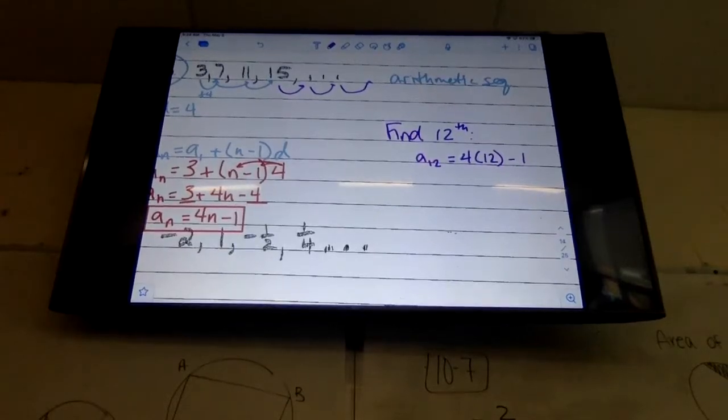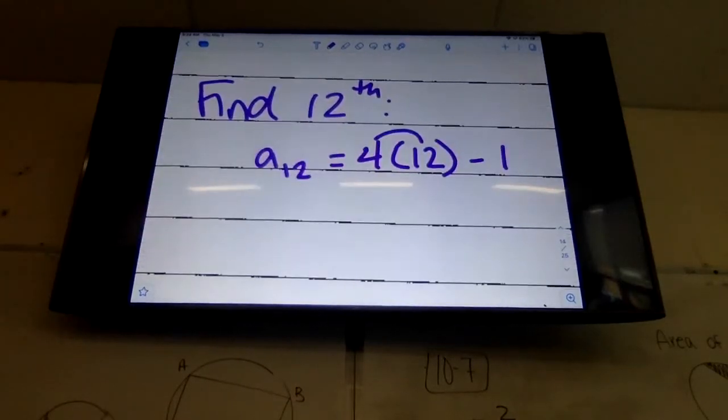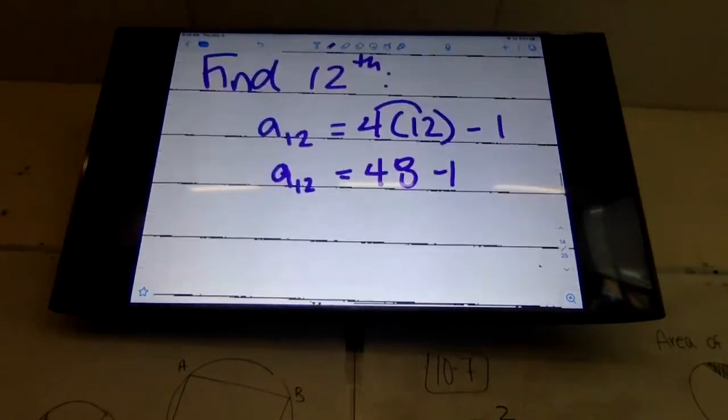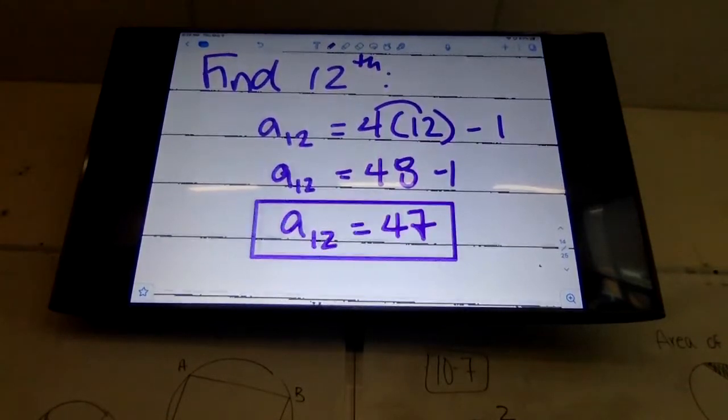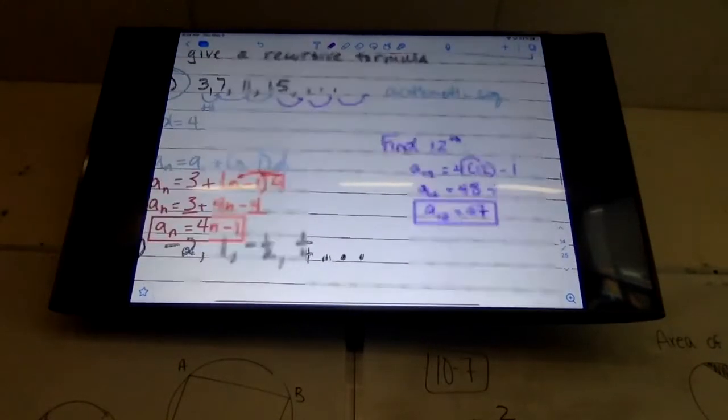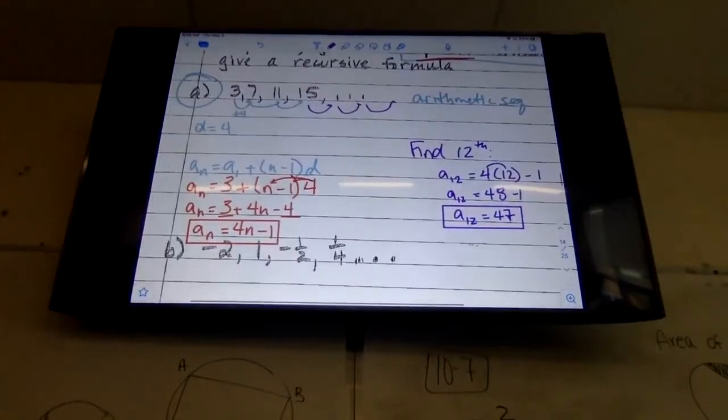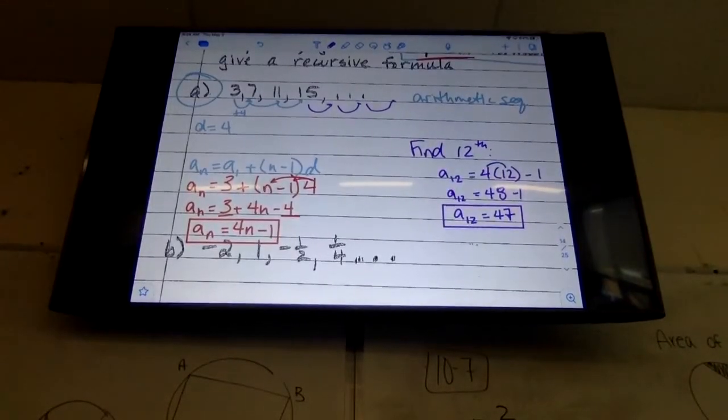All right, then we just simplify and solve. So 4 times 12 is going to be 48. And then 48 minus 1 is 47. So that means if I were to keep going and add 4 and add 4 and add 4, the 12th number in that set of numbers would be 47. That's pretty cool, right? Yeah. Thanks for humoring me.